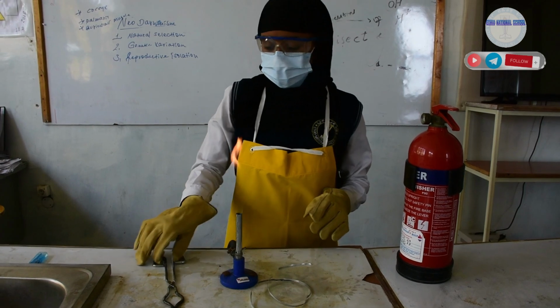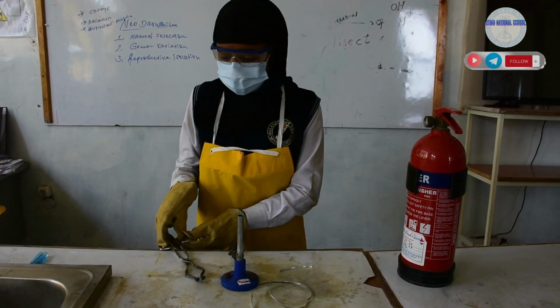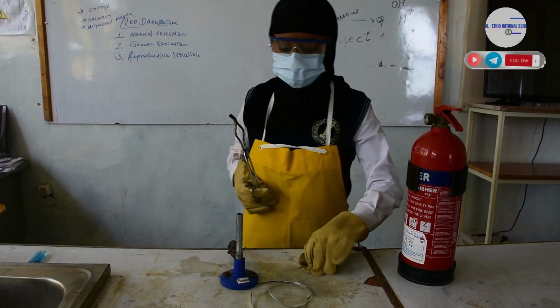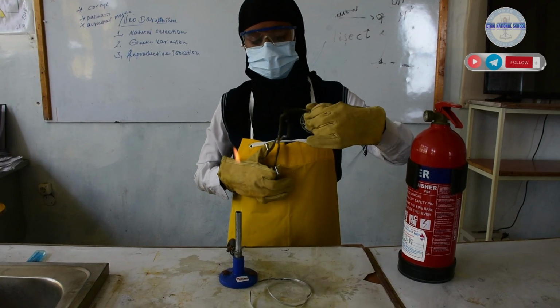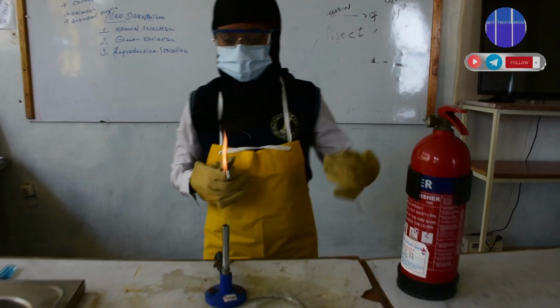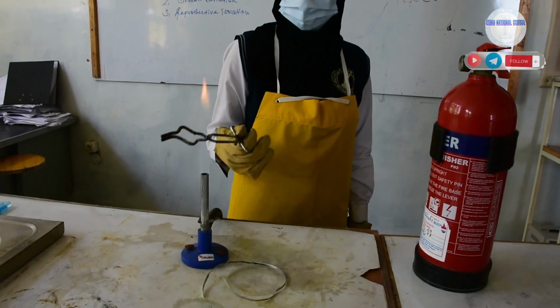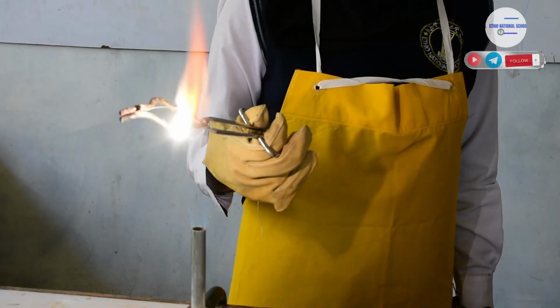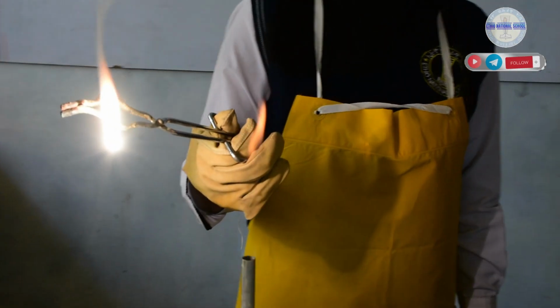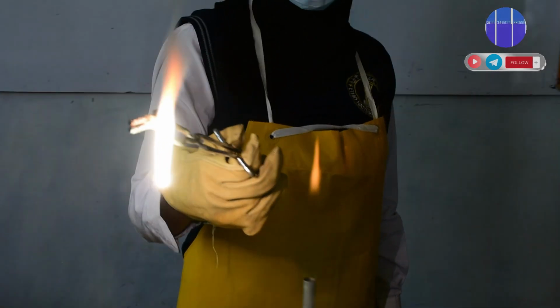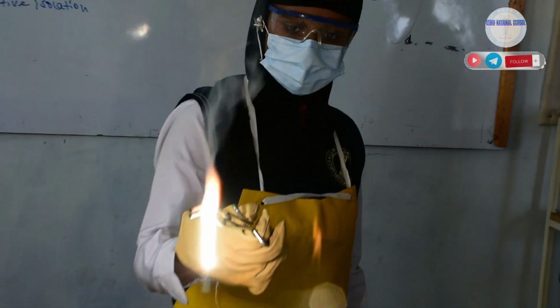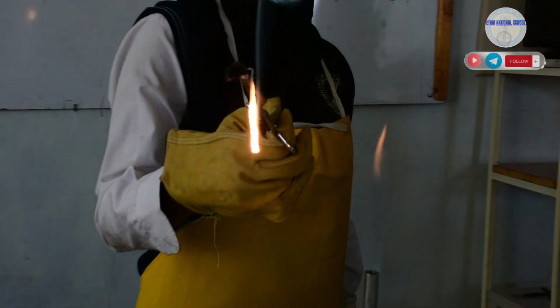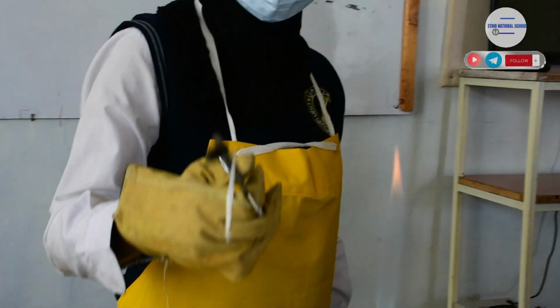So what are we going to do? We're going to use the tongs and a piece of the magnesium ribbon I have just showed you and just burn it. This is our end result, which is white ash or magnesium ash.